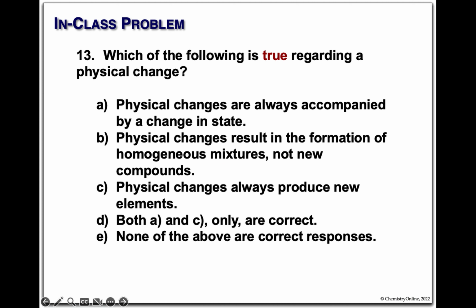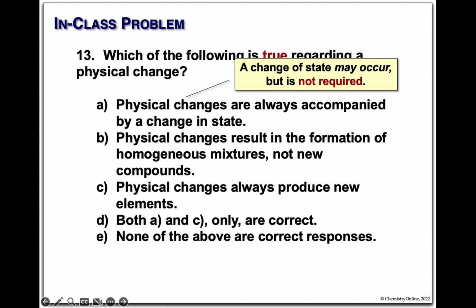Physical changes. They're always accompanied by a change in state. A general rule in life: if something says always, it's always wrong. Change of state might occur, but it's not required.